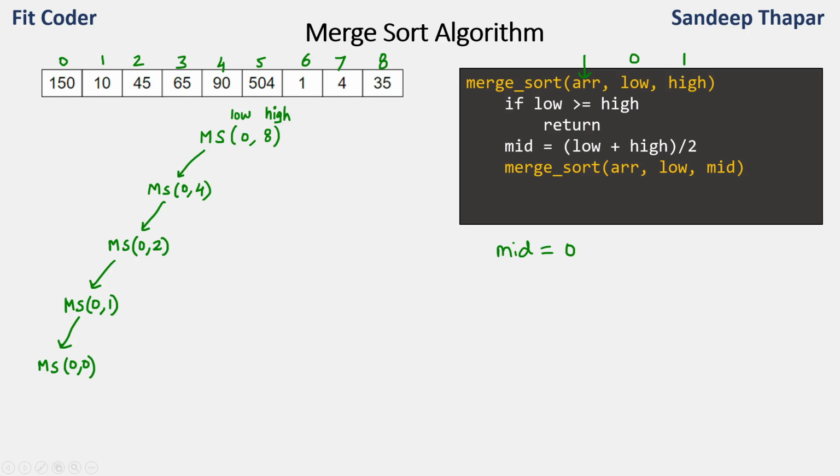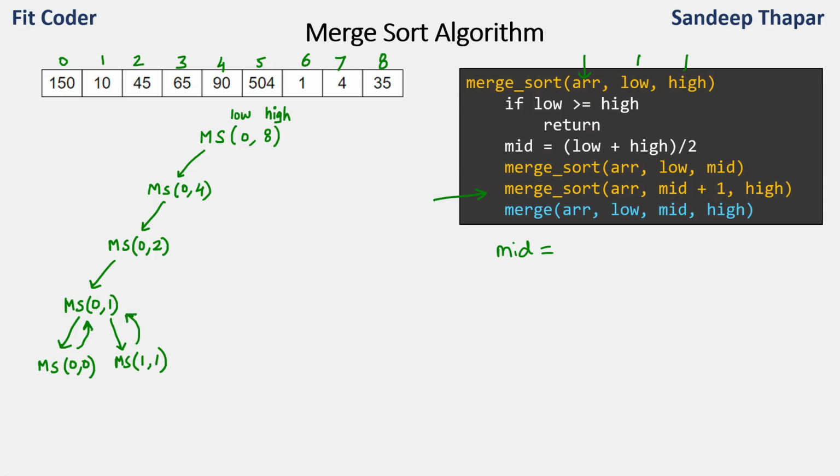You can see at each step we are breaking down the array into two halves. Currently we are only dealing with the left half. Once low and high both are 0, this condition is now true that low is greater than or equal to high, so we return from here. Once we return from this point, we call the function merge sort for mid plus 1, high. Mid at this step is 1, so from this function we call merge sort for 1, 1. When both low and high are 1, this condition is again met that low is equal to high, so we return from this function.